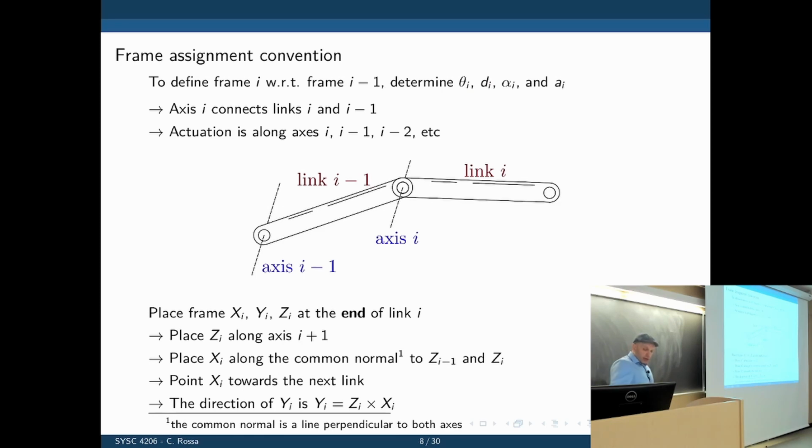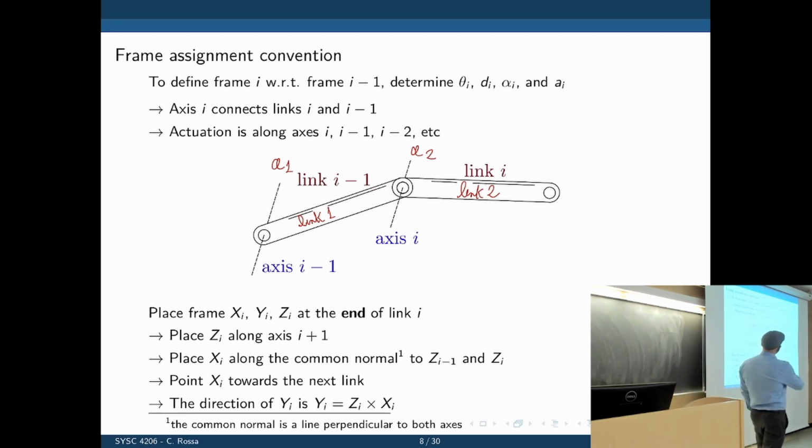So how does it work? Here we have 2 links. This first one here is link 1, and this is link 2. We have 2 axes here, so let's call this axis A1, and this axis here will be A2.